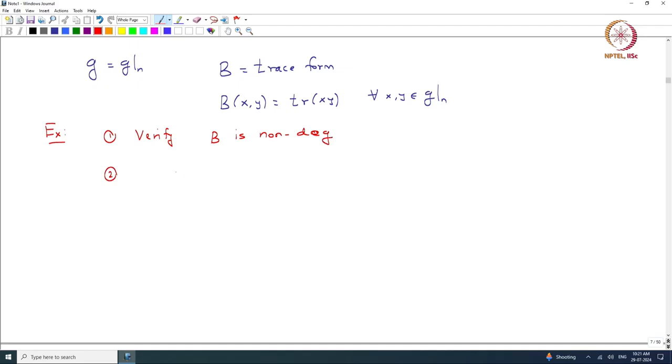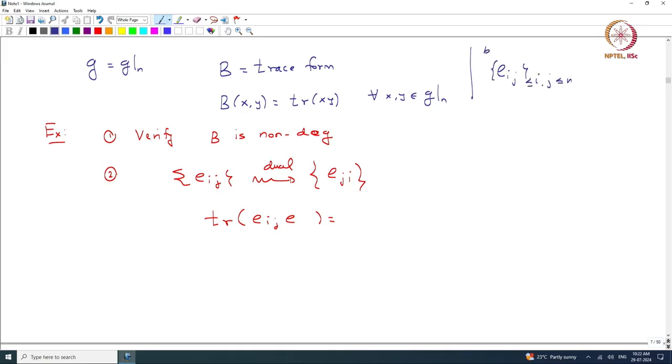Not only that, if we take the standard basis Eij, then its dual will be Eji. What does it mean? If we take the trace of Eij, Eji, then you get exactly... we have to change the notations. This is not what we meant. Because the indexing set is just IN cross IN, here we are talking about the basis of GLN. So this is the basis.